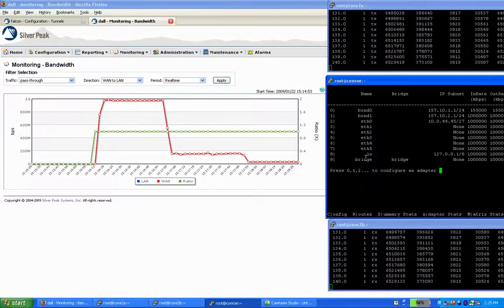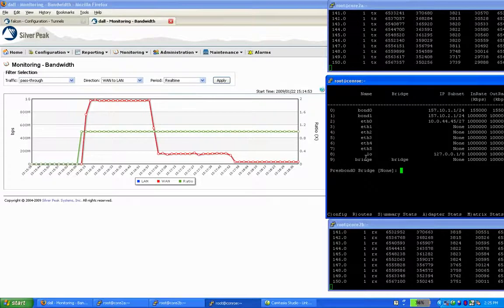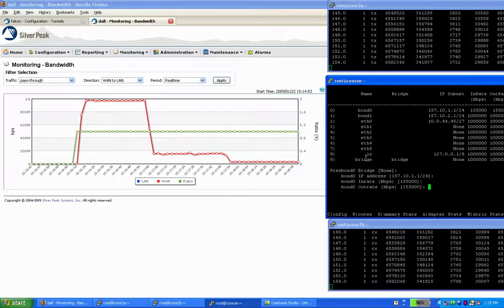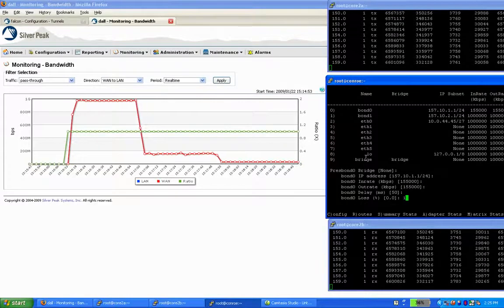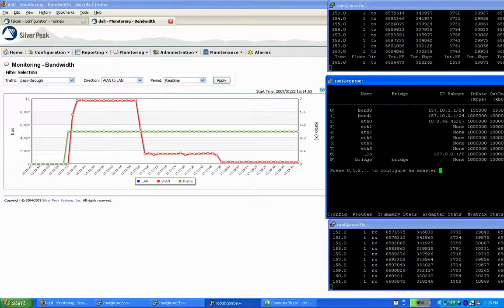The final thing we're going to do is introduce some loss. So loss is very common in shared packet networks like an MPLS network, even more common if you're going to create a VPN tunnel across the internet. So let's see what loss does. A common kind of loss rate is about 1%, so let's introduce a 1% loss.